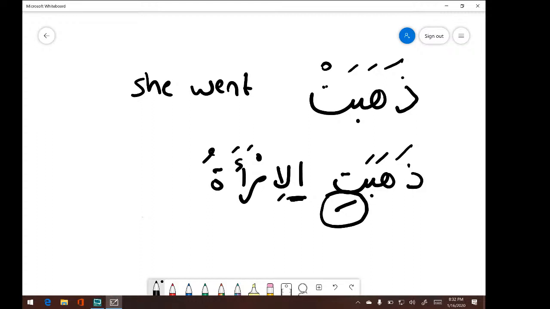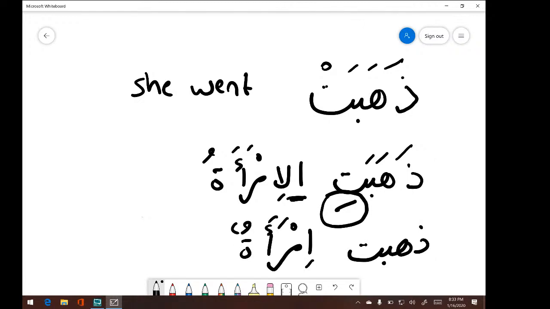Therefore, if the alif lam was not here, and you say dhahabat imra'atun, it wouldn't become dhahabati. It would remain dhahabat. So it's only because of the alif lam. This has nothing to do with any rule or anything. It's simply because when an alif lam comes, for the pronunciation, they make it a kasra. All the time? All the time.